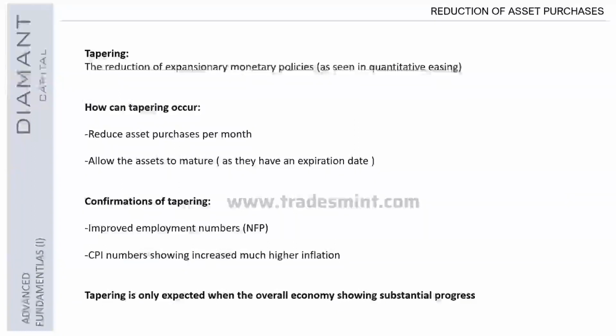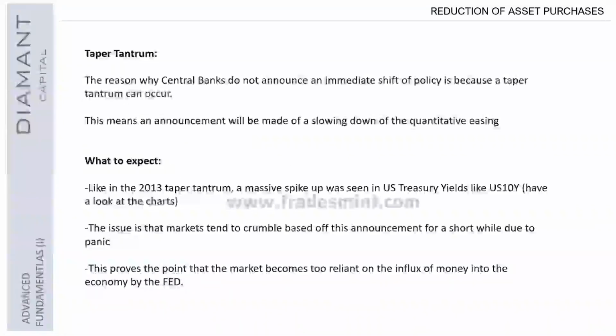Now, tapering is only expected when the overall economy is showing substantial progress, as we've just gone through. Now, the problem with actually announcing tapering and the reduction of assets is something called a taper tantrum. The reason why central banks don't immediately announce a shift in policy is because a taper tantrum can occur. This means an announcement will be made of slowing down quantitative easing pretty much immediately.